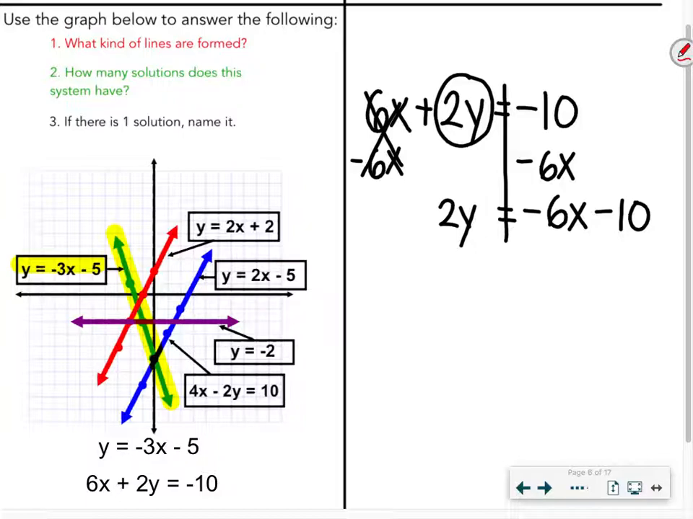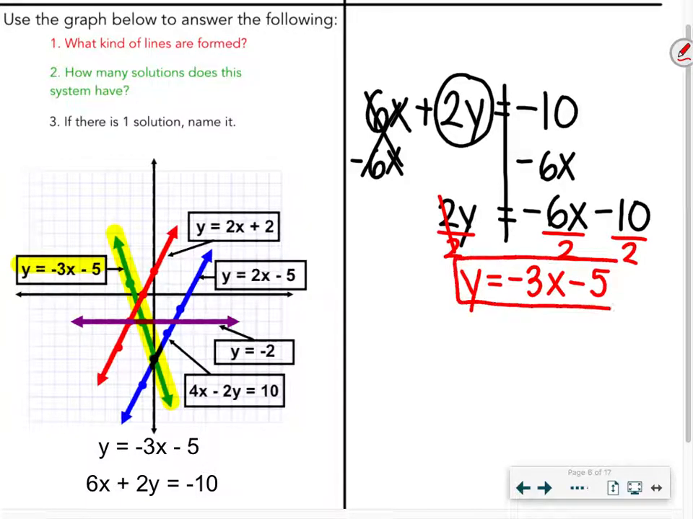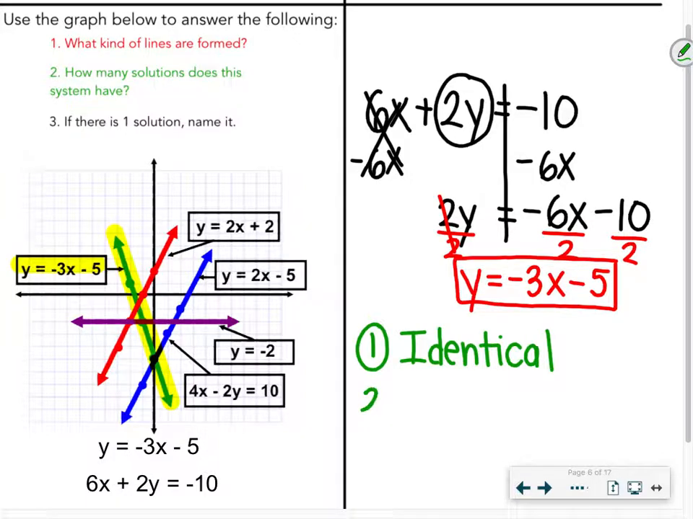To get rid of the 2 by the y, we'll divide everything by 2. So y equals negative 6 divided by 2 is negative 3, negative 10 divided by 2 is negative 5. So for our second line, we've got y equals negative 3x minus 5, which is the same as the line we already highlighted. So both of these lines are the same, meaning they are identical, and therefore they have infinitely many solutions.